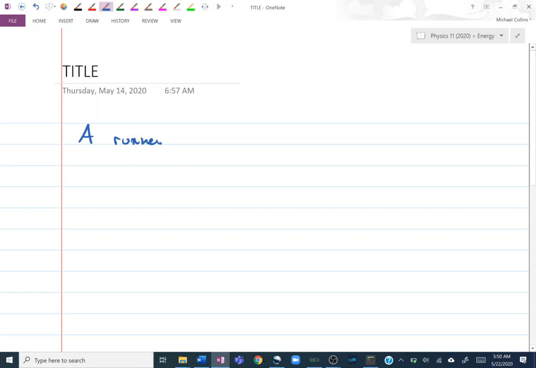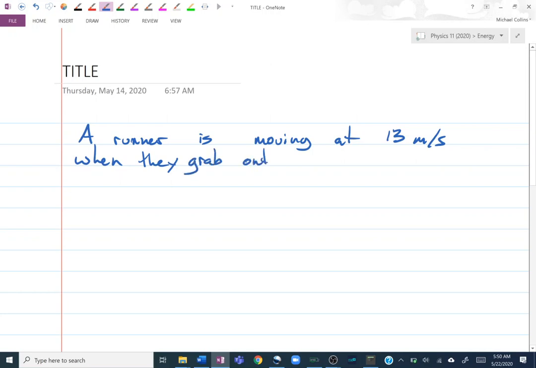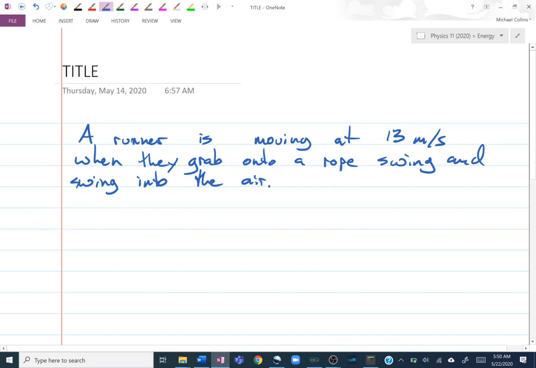There's two N's in runner, is moving at 13 meters per second when they grab onto a rope swing and swing into the air. How high do they get?